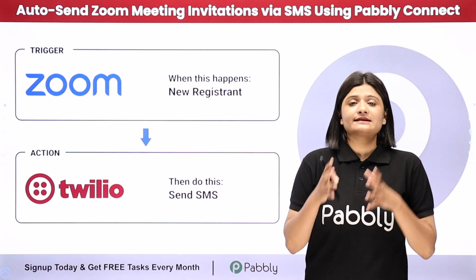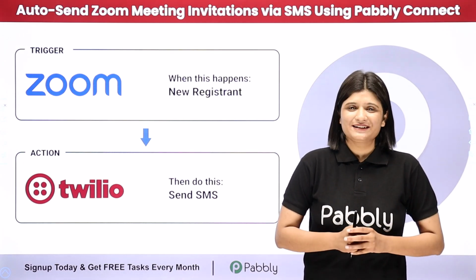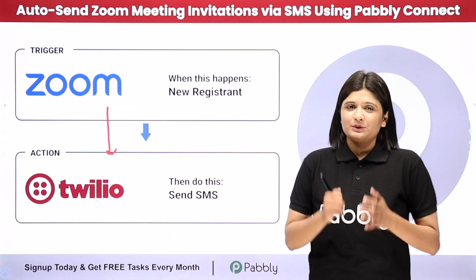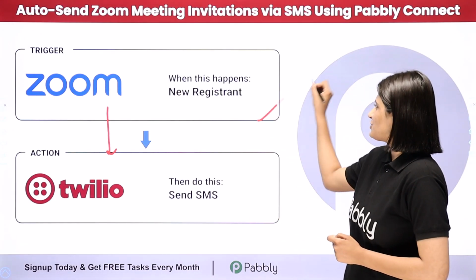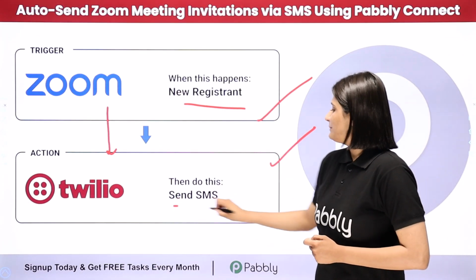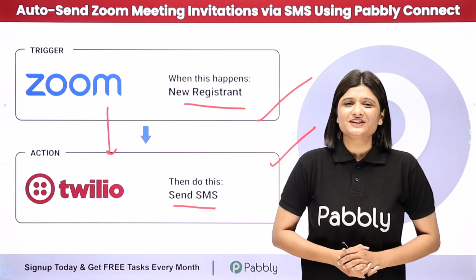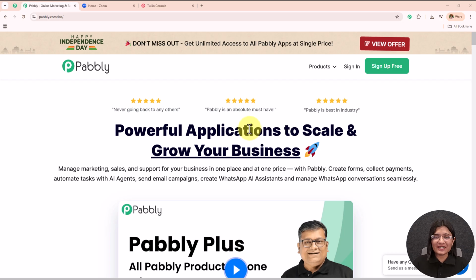Pabbly Connect is an amazing automation and integration software which requires no coding or programming skills. Here I just need to build a connection between Zoom and Twilio. With the help of Pabbly Connect, I am going to build this connection in such a way that whenever there is a new registrant for the meeting in my Zoom, the invitation will automatically be sent with the help of an SMS from Twilio. Now if you want to learn the step-by-step process, then let me take you to my screen. So here in this video, we are going to see how we can send Zoom invitations with the help of SMS to all the registrants.